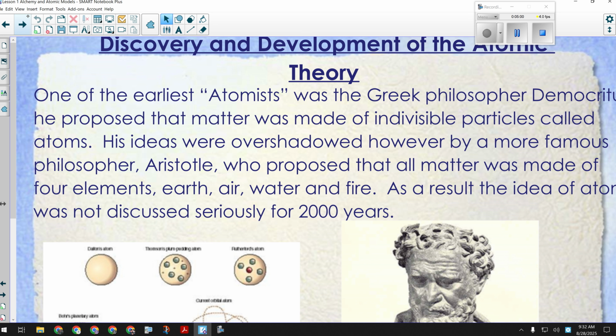Okay, the four elements: earth, air, fire, and water. This idea made tons of sense to them. It's why Democritus' idea was basically thrown out. Having everything made of these four materials made a ton of sense because it was real to them.